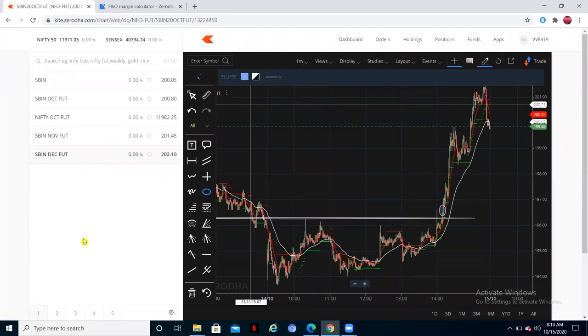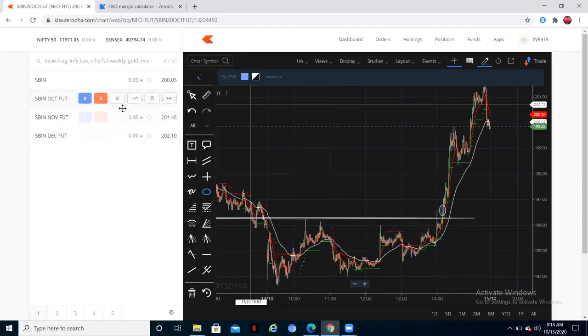And if you observe here, I'll remove Nifty from here first of all. You can see, if you observe, the SBIN current month future, which is the October future, has a price value of 200.8. Then you can see the price for November is 201.4. For December it is 202.1.